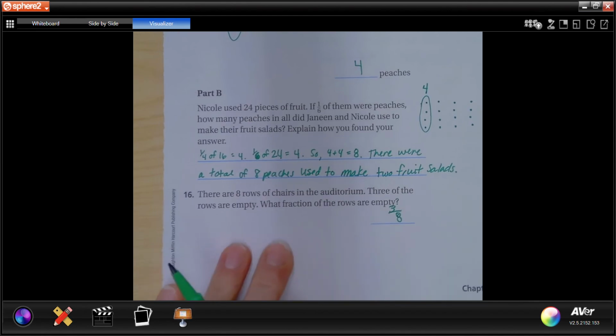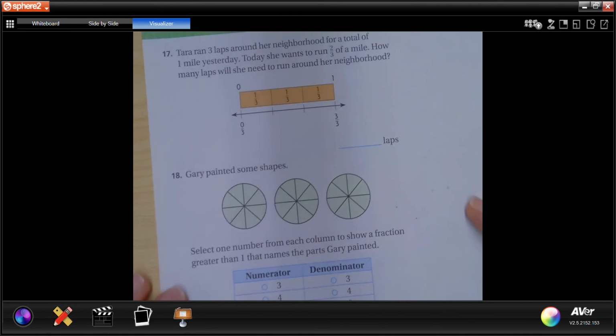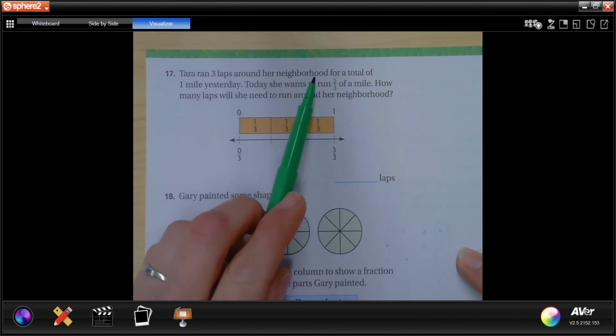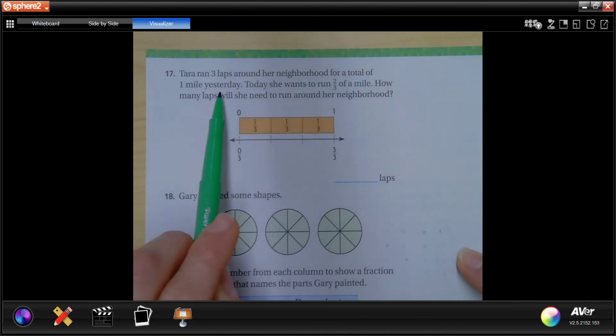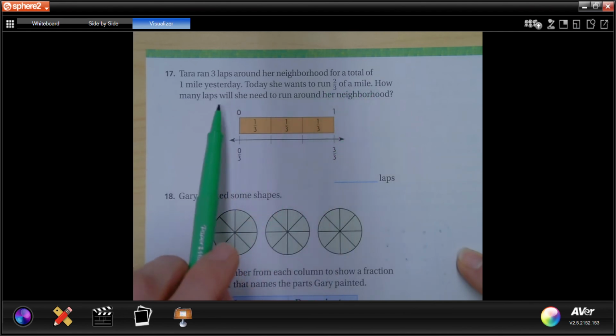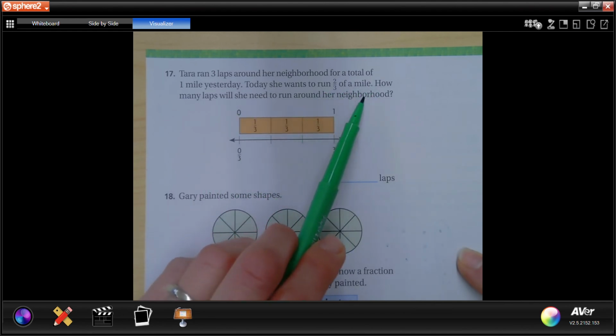All right. Moving on to page 504, last page. Number 17. Tara ran 3 laps around her neighborhood for a total of 1 mile. Today she wants to run 2/3 of a mile. How many laps will she need to run around her neighborhood?